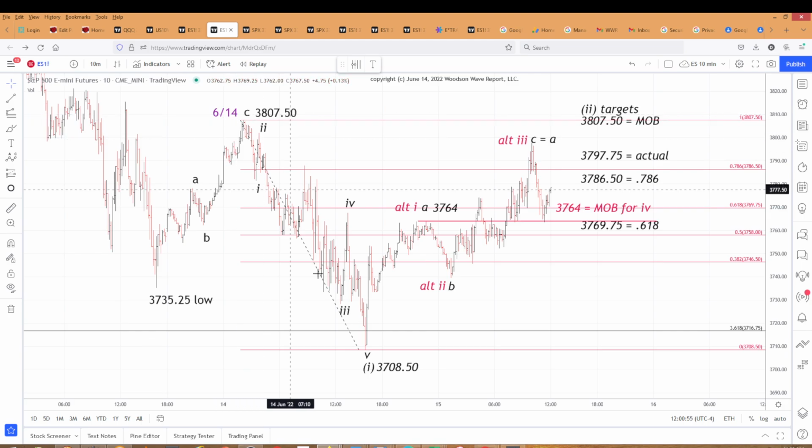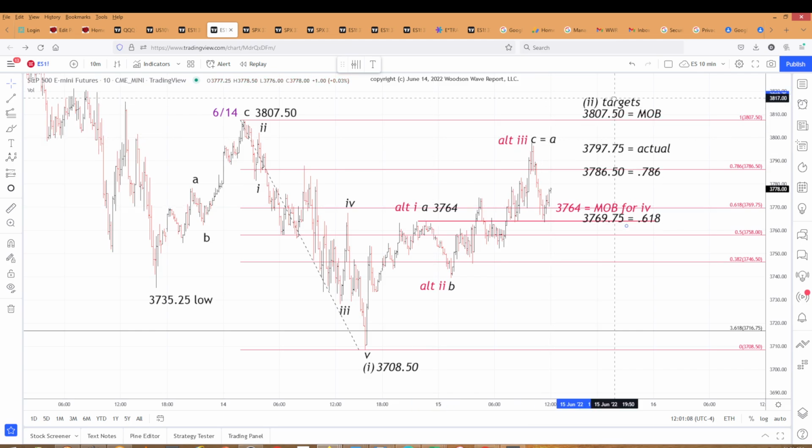We've got a 1 down, a 2 up, a 3 down, a 4 up to complete the larger wave 1. Right now, we have a 3-wave pattern to the upside: A in black, B, and C. C equals A. Here's our wave two targets, as you can see here. Two cannot retrace more than 100% of one, so 3807.50 is the make or break.